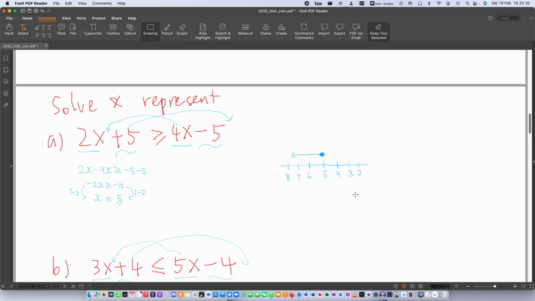Alright? While you are doing that, I just have you mark this. Okay, move. Then you have to change the sign for both. So divide by negative, switch sign. Okay. Smaller.